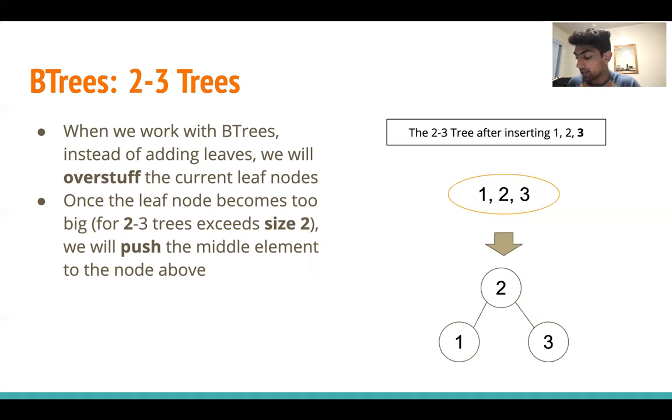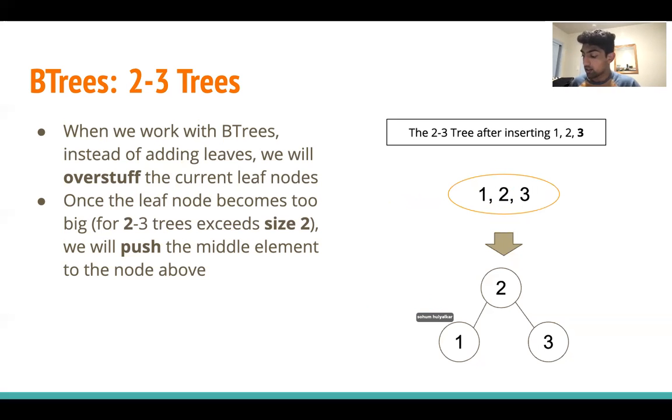After adding 3, the state of our tree is an overstuffed node consisting of 1, 2, and 3. But a property of 2-3 trees is that the maximum number of elements that can occupy a given node is 2. So in the case that we have 3 elements, we take the middle element, in this case the number 2, and push it to the layer above. There's nobody above 2, so 2 becomes the new root of the tree, and this is the final state of our tree.